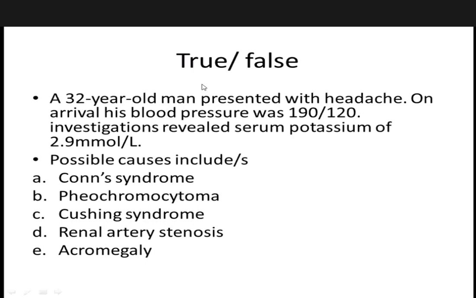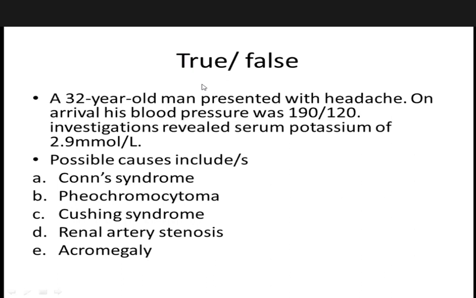So look at the blood pressure. There are two problems: very high blood pressure and serum potassium of 2.9. So do they develop hypokalemia with pheochromocytoma? No. So the answer is false.